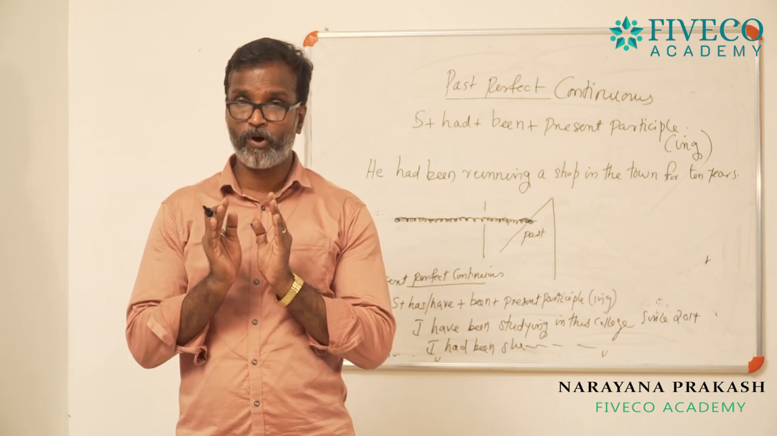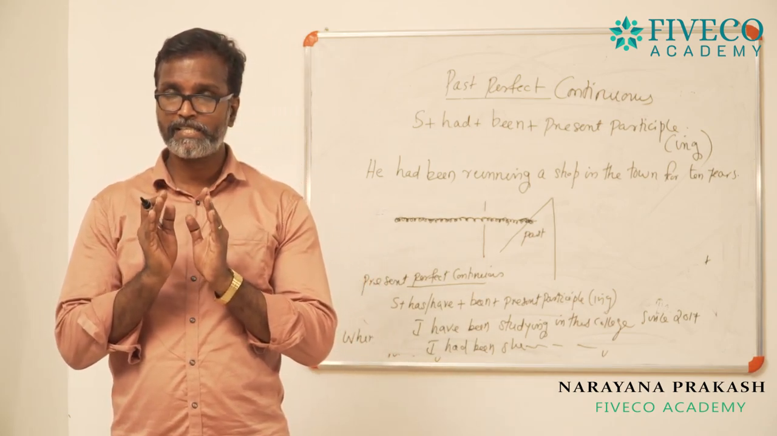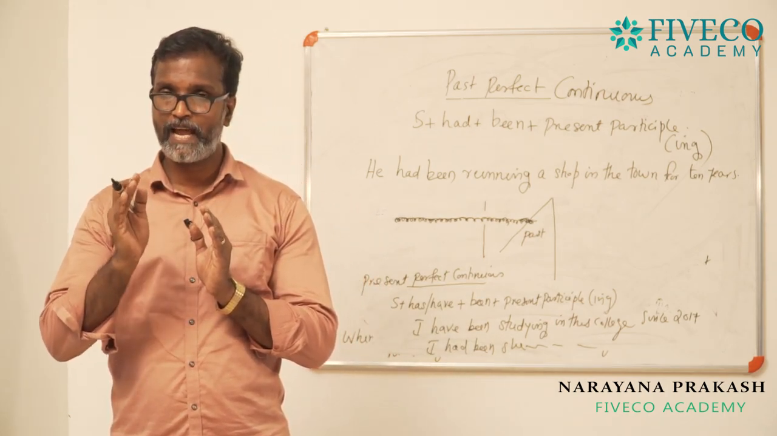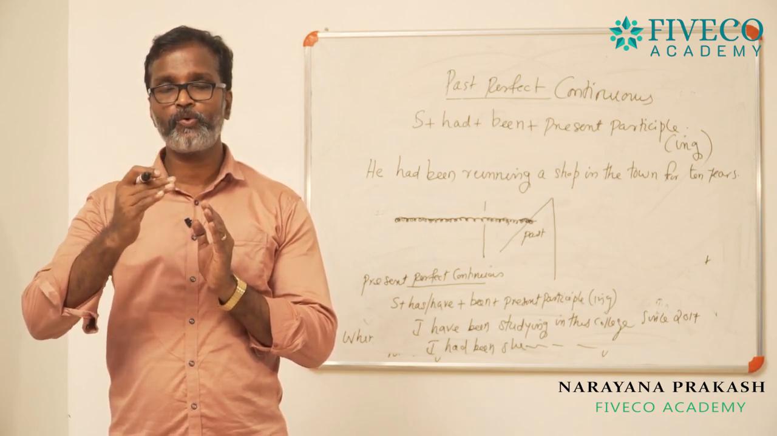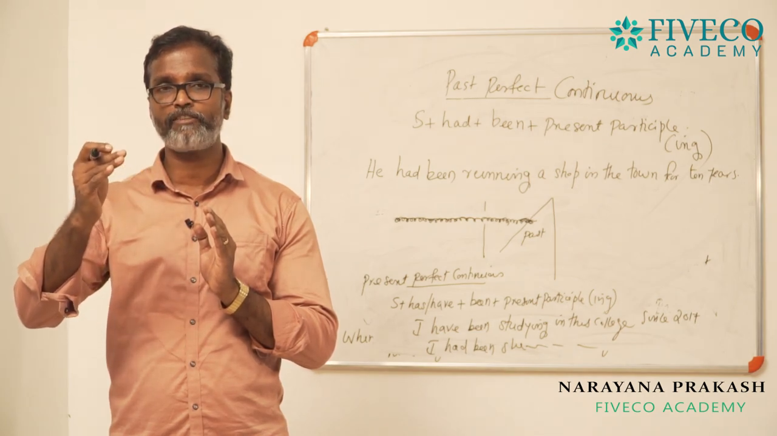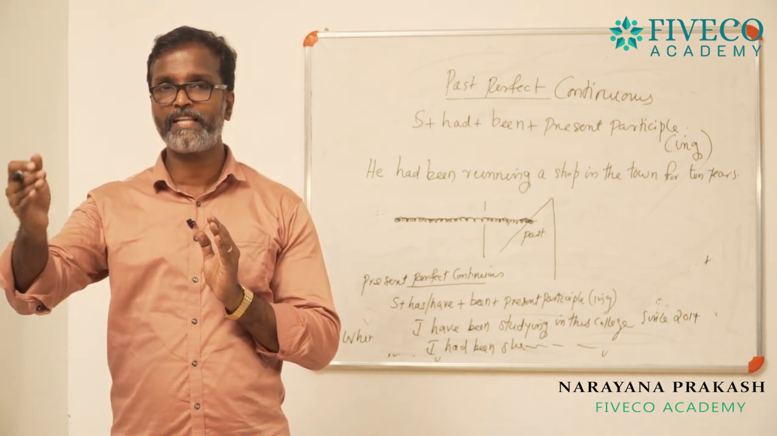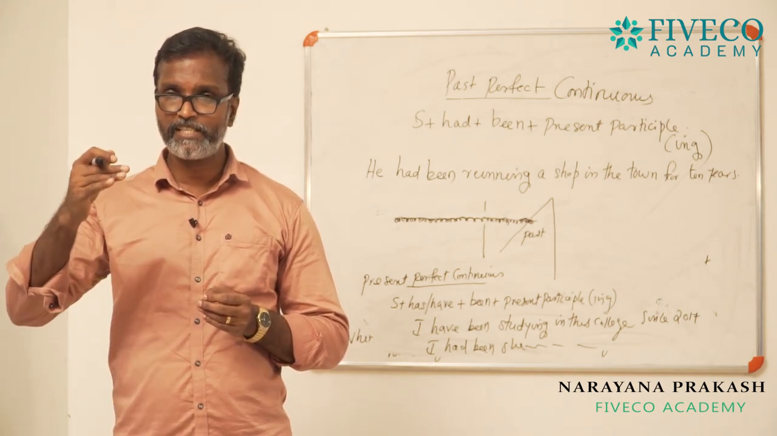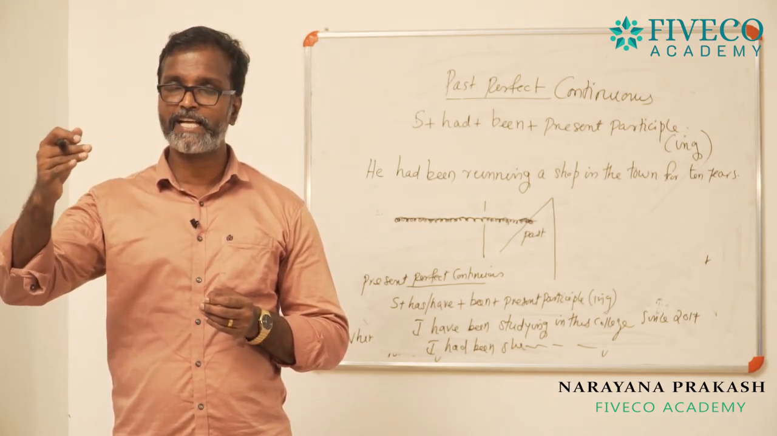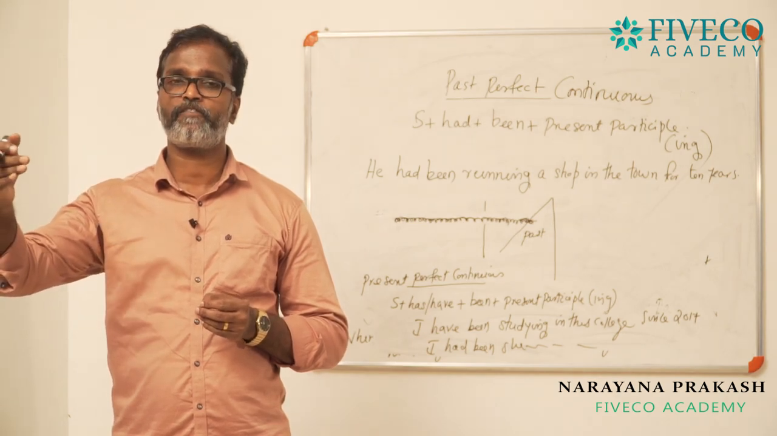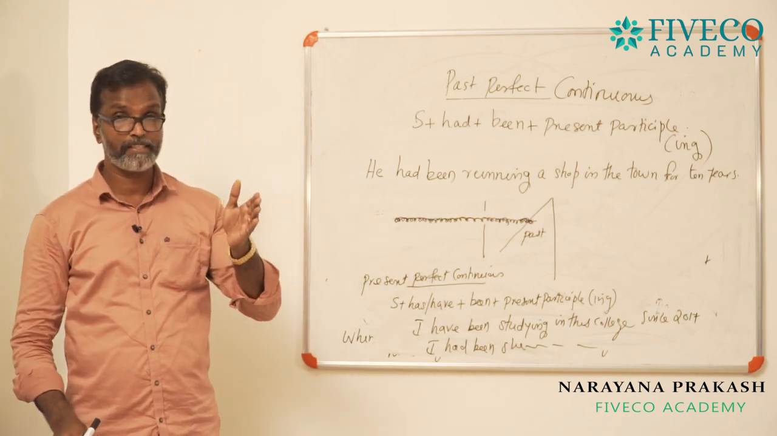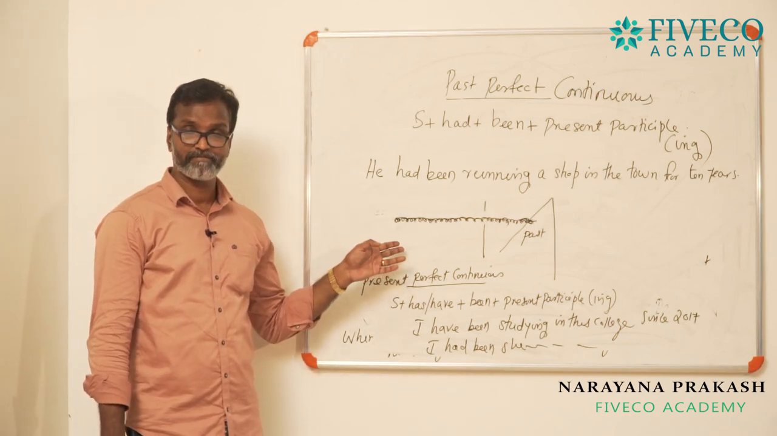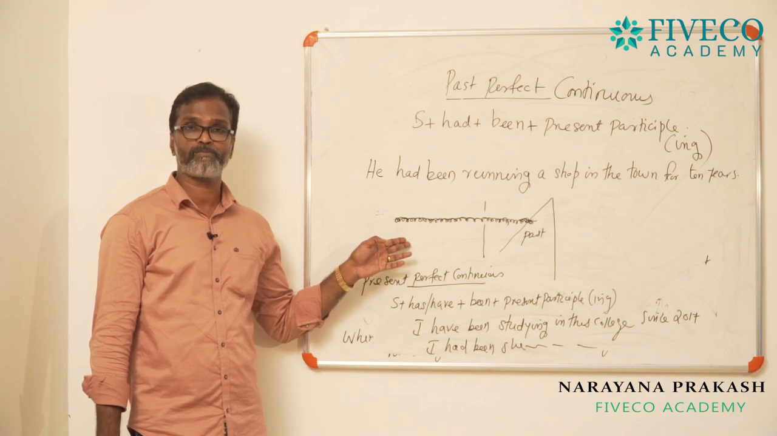The action which completed first should be expressed in past perfect and the following one in simple past tense. I tell you once more, past perfect: subject plus had plus past participle. You can express two completed actions of the past, one before the other. The action which happened first should be expressed in past perfect and the following one in simple past. So remember very well the example of Joseph and the time also. Then you will get the idea.